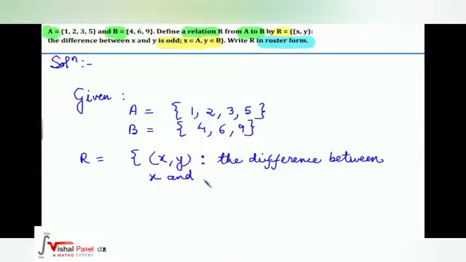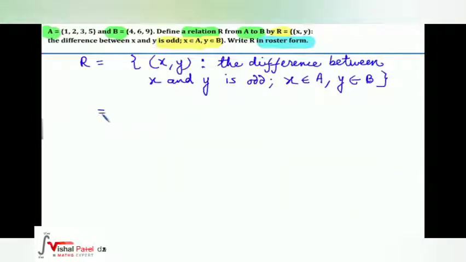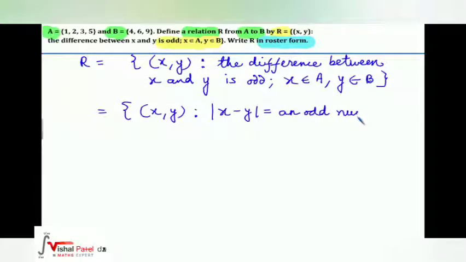So the difference between x and y is odd, where x belongs to A. x आपको A सेट में से लेना है और y belongs to B, where y आपको B सेट में से लेना है. So combination of x and y, जिस दोनों का डिफरेंस यानी कि मॉड्यूलस x माइनस वाई इज इक्वल टू ऑड, एन ऑड नंबर. x belongs to A and y belongs to B.